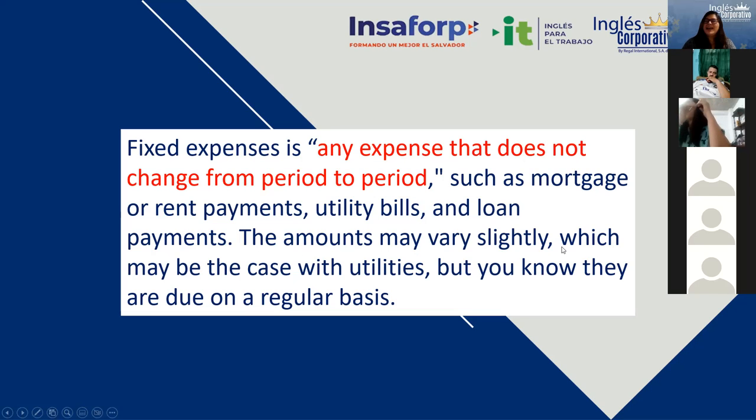The amounts may vary slightly, very little, which may be the case with utilities, like electricity: one month you can pay $60 and probably the following month it will be 62 or 65. It varies by a very small amount that of course makes a difference at the end, but not that big, right? And it's a cost that the company can absorb without a problem. But what about those products that you buy, like the raw material, that one month you can buy at one price, the following month at a different price? That would not be a fixed expense, but a variable expense or a variable cost, right?